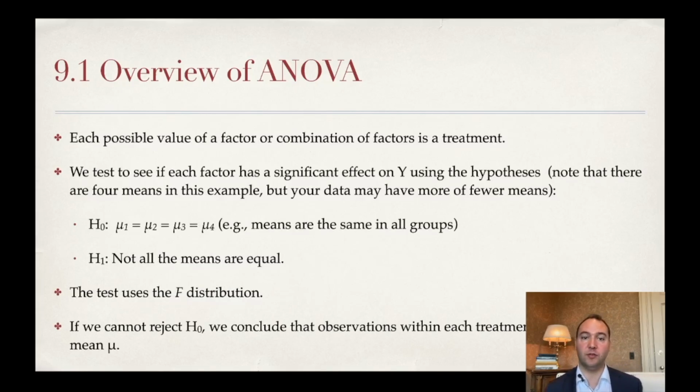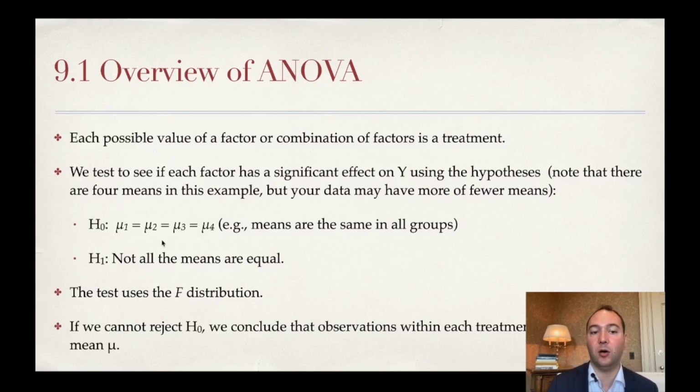Each possible value of a factor or combination of factors is a treatment. So the groups. We test to see if each factor has a significant effect on Y using the hypotheses. Note that there are 4 examples right down here. So there's mu1, mu2, mu3, and mu4. In my example, I have 4 groups. You might have more or fewer groups. If we're using ANOVA, it means we have at least 3 groups or more. So if you have 3 groups or 10 or 100 groups, this null hypothesis is the same.